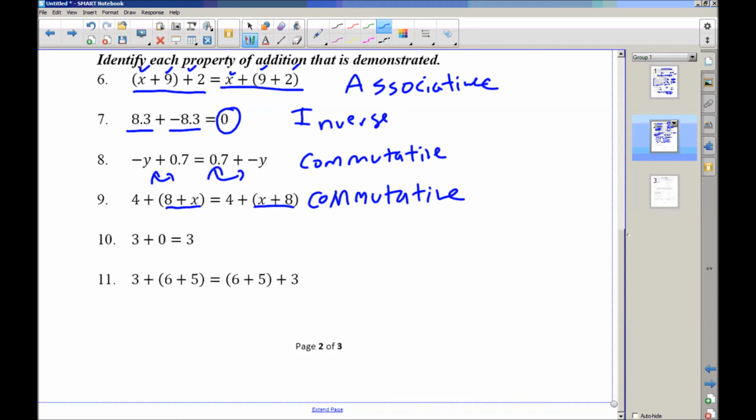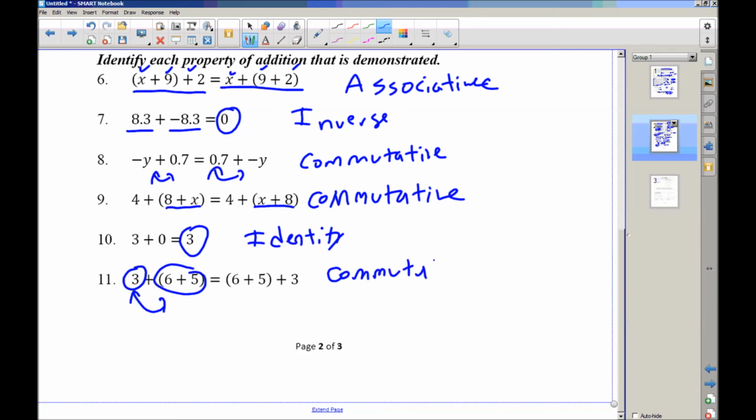All right, number 10, 3 plus the additive identity equals 0. So 3 plus 0 is 3. Okay, so I get the same number when I add back 0. So this is the identity property. And then our last one looks like parentheses moved around, but technically this and this changed positions. So the thing I added on the left was 3, changed with the position of the 6 plus 5 on the other side. When things change positions, other than, like the terms, the numbers themselves move around, it's almost always going to be commutative.